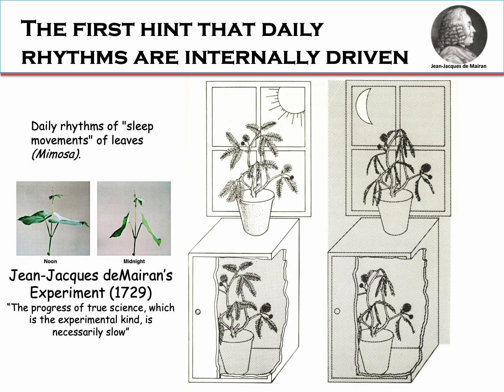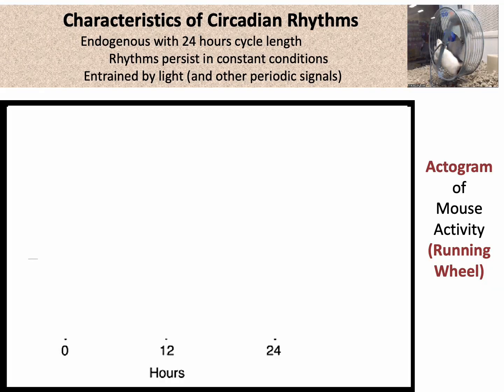This oscillation pattern continued even when the plants were kept in constant darkness. Thus, this was the first experiment to attempt to distinguish an endogenous clock that may or may not be influenced by the external environment. So the internal clock does not only exist in plants but also in animals.